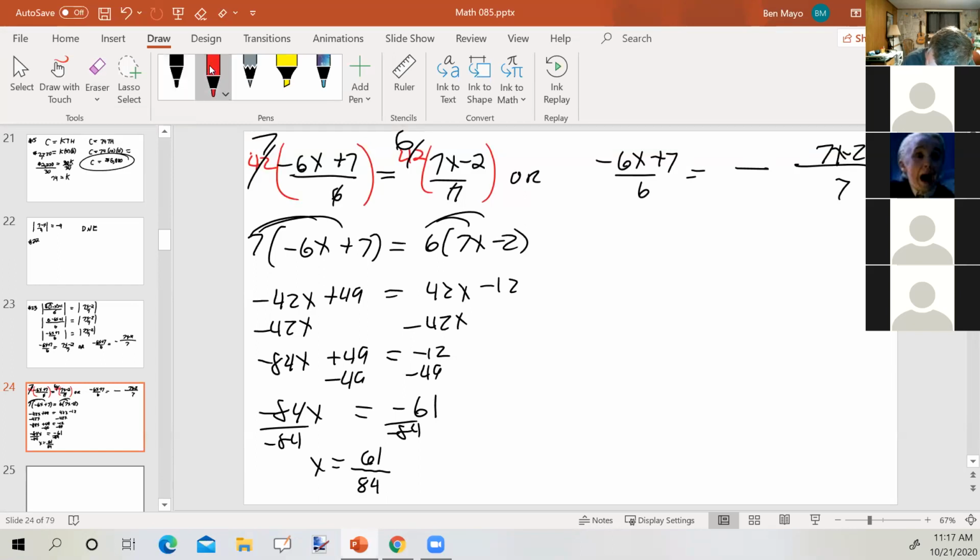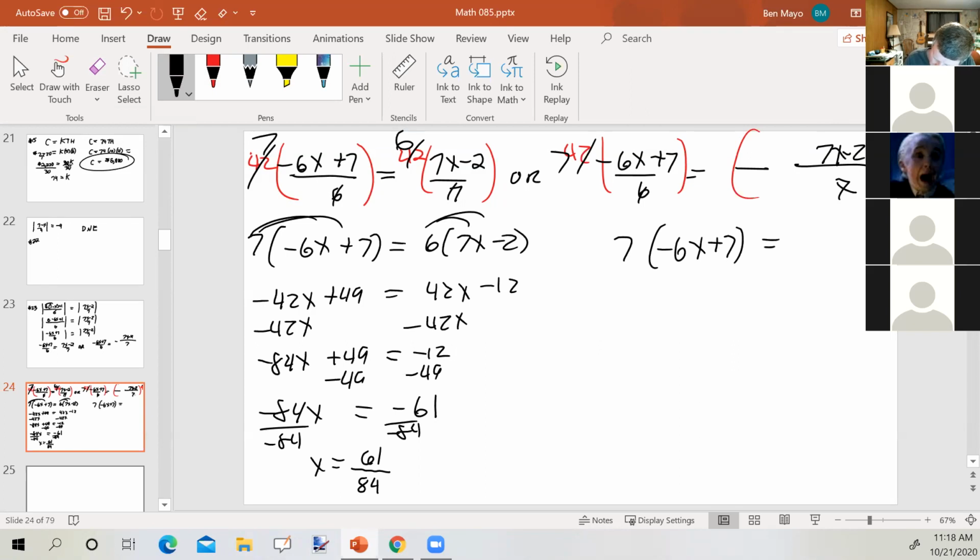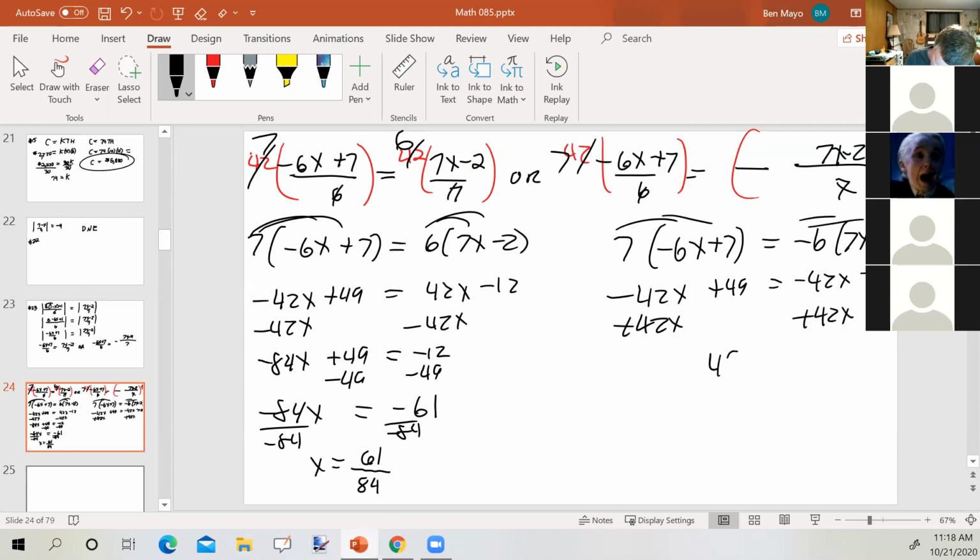Over here, 42 over 6 is 7, so I've got 7 times negative 6x plus 7 equals 42 over 7 is 6, negative 6 times 7x minus 2. So I get negative 42x plus 49, distributing the 7, equals negative 42x plus 12. Add 42x to both sides, and we get 49 equals 12, which it doesn't, so there's no solution there. So that's the only solution.